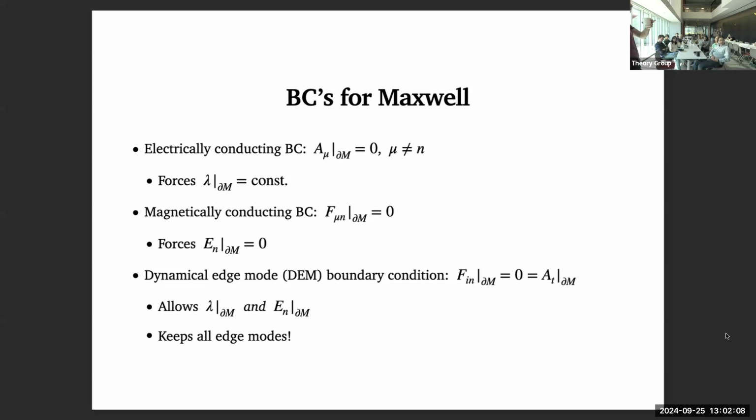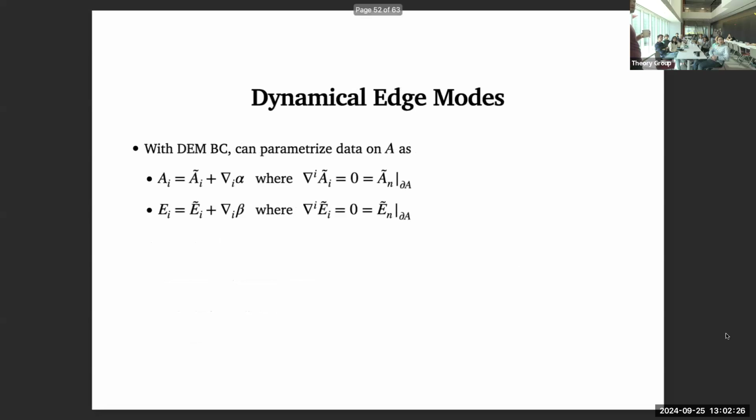Yeah, so this boundary condition keeps all of the edge modes, and it turns out to be a strict augmentation of the magnetically conducting one. It has all of the magnetically conducting degrees of freedom plus the edge modes. We show in our paper how to parameterize the degrees of freedom. We use a tilde for the bulk degrees of freedom, the ones corresponding to that magnetically conducting boundary condition, and then the edge degrees of freedom can be parameterized as gradients of scalars.